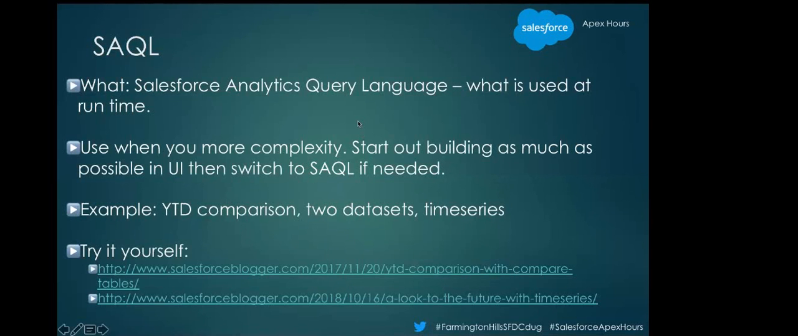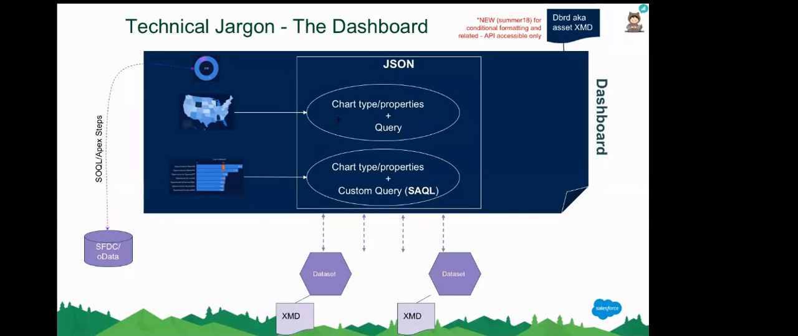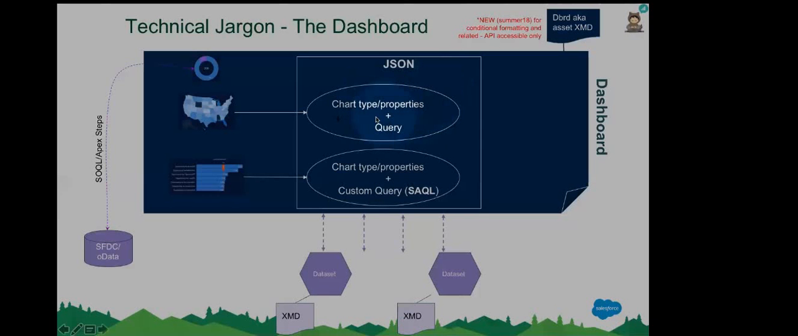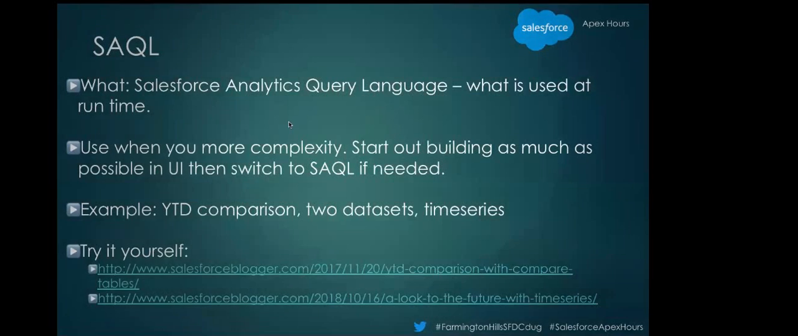Okay, so what is SAQL? SAQL is Salesforce Analytics Query Language, and that is what the engine uses at runtime. So what we talked about before, let me just go one slide back, this one here called compact format. Before the engine actually reads it, it is converted into SAQL. So sometimes it makes sense for us to overwrite that and just write it straight in SAQL.